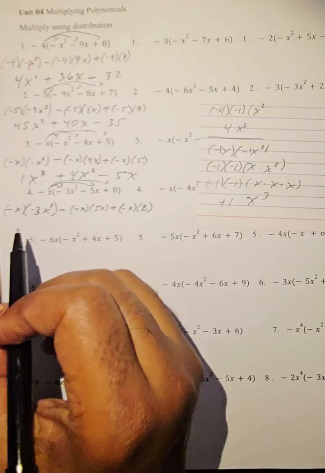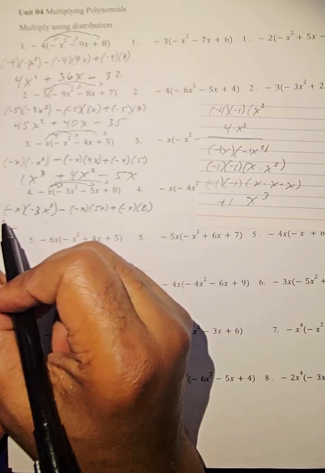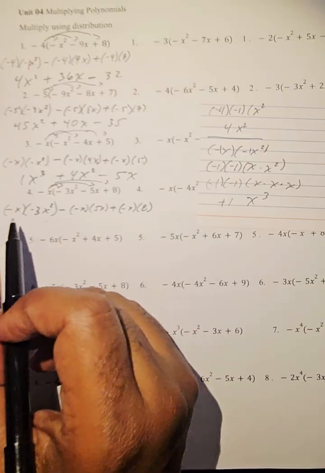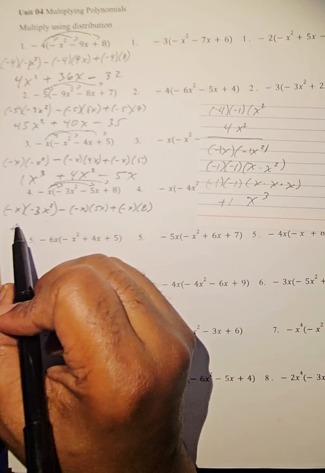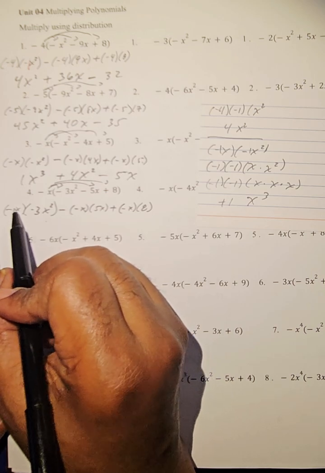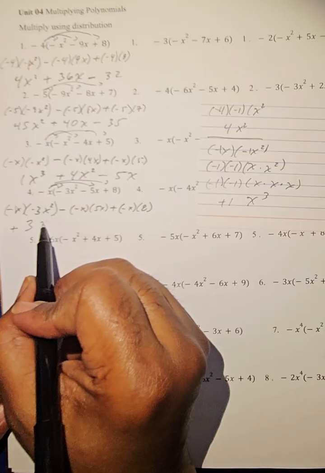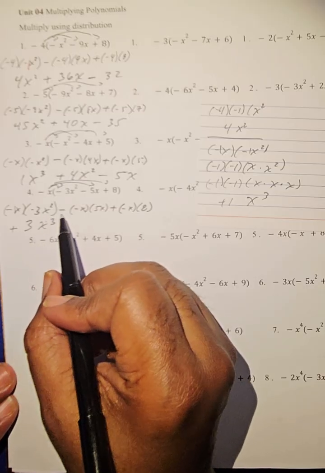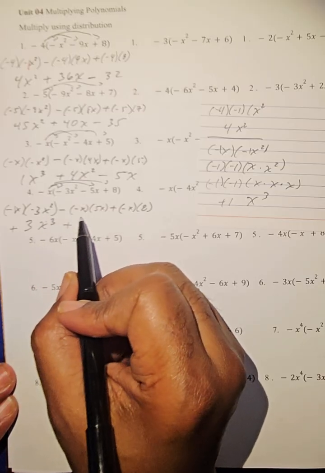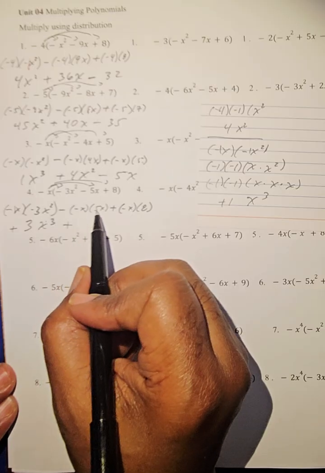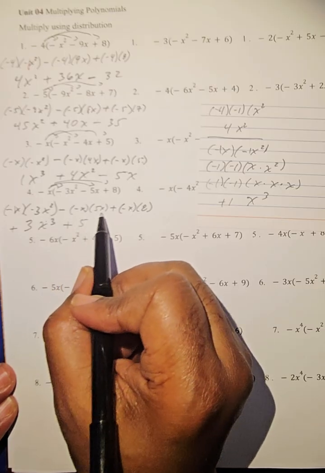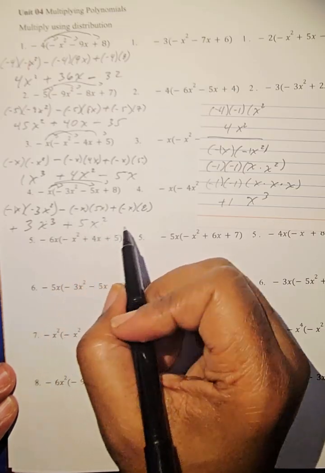So two negatives gives us positive. And again, you don't have to write the positive here. It's understood if it's in front and leading. That's really a 1. So 1 times 3 is 3. X times x to the second is x to the third. We multiply two negatives, we get positive. And then times 5. And x times x will be x to the second power.